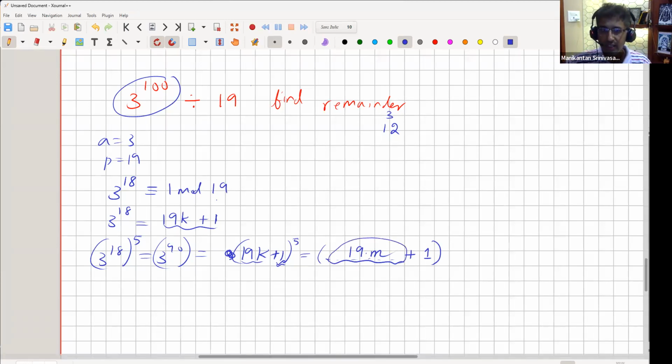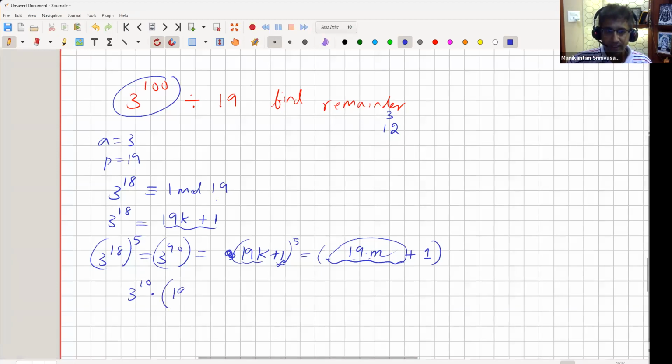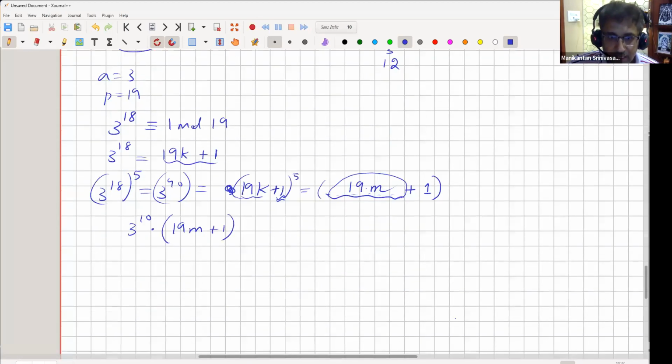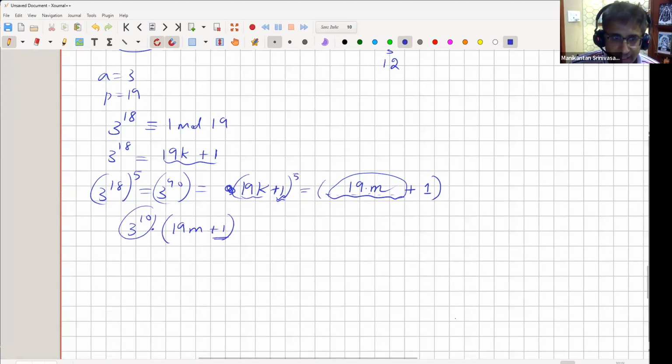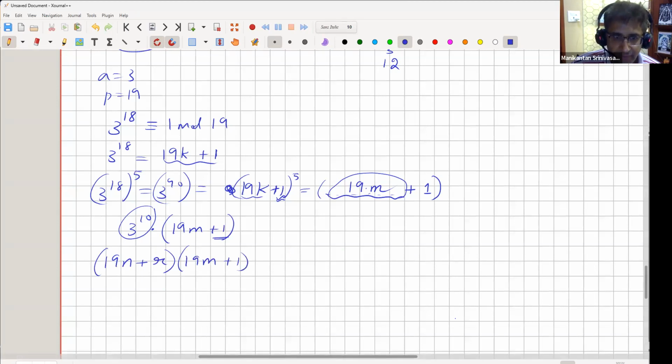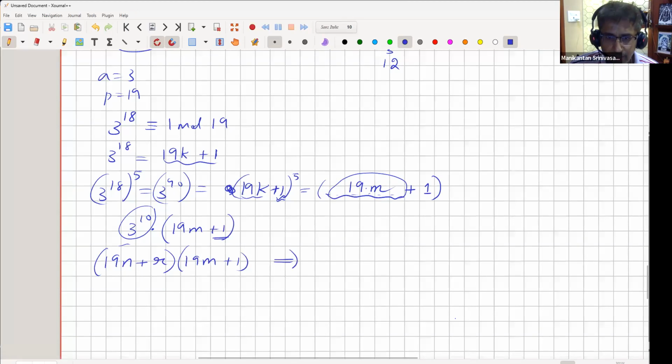Is this clear so far? So we have already got 3 power 90. So effectively, we want 3 power 10 times some number which is 19m plus 1, and its remainder, right? Now, again, the advantage of 1 is, let's say 3 power 10 is some 19n plus r, the remainder r that we are seeking. When we do 19m plus 1 times this, effectively the remainder will be r only.